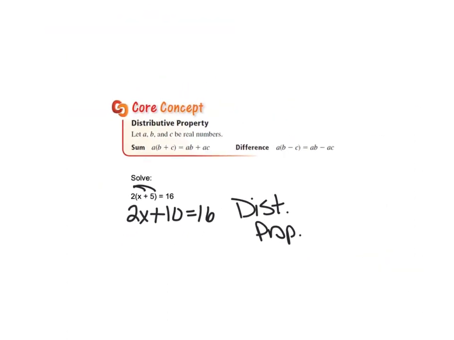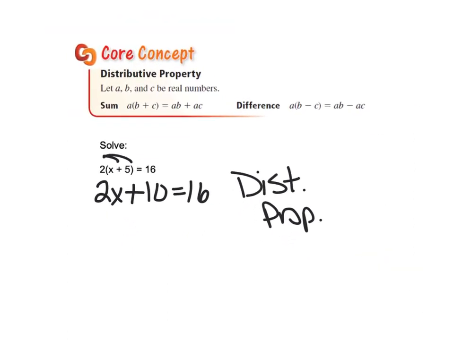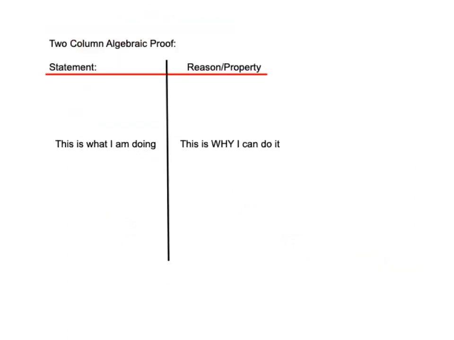Okay, so we are actually going to look at writing some proofs. The way a 2-column algebraic proof works is very similar to how we will be doing other proofs later on in the next chapters. Basically, it's called a 2-column proof, where one of the columns is the statement that you are making, that's kind of what you're doing, and then in the other column is your reason or your property or your definition or your theorem, and that's the why you can do it. So you're making a statement and giving a reason.